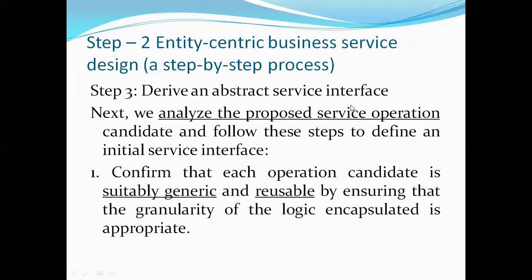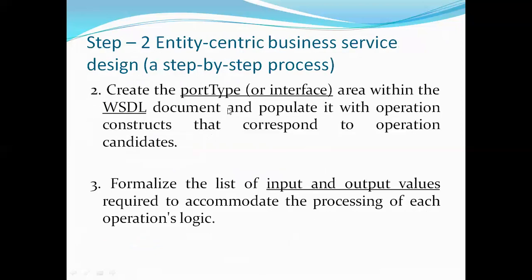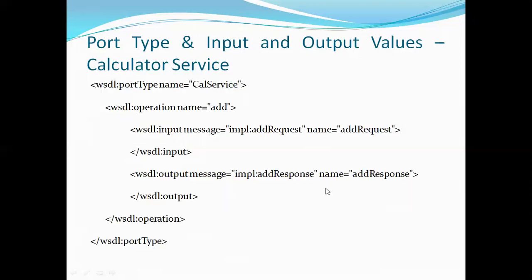So deriving an abstract service interface means identifying the service, then finalizing the port type and finalizing the input and output values. Here in the calculator service, we have identified the addition operation, and the addition operation requires one request and one response. With the request, I am passing the two variables, and in the response, I am getting the addition result of those two variables.